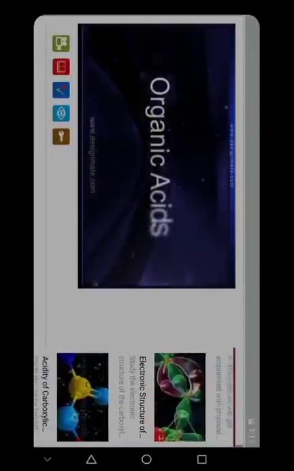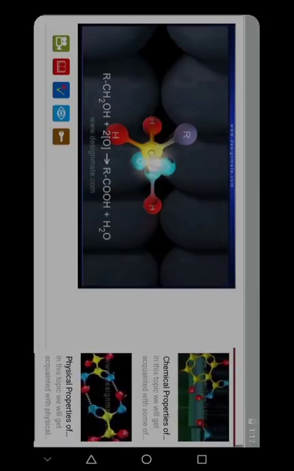Organic acids. Primary alcohols on oxidation give carboxylic acid.